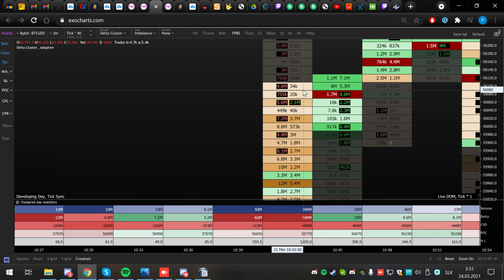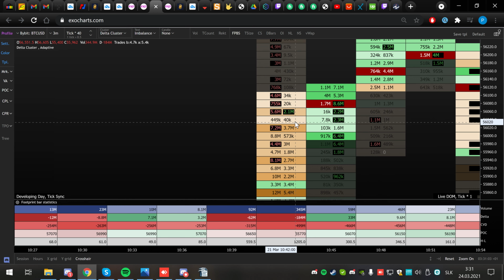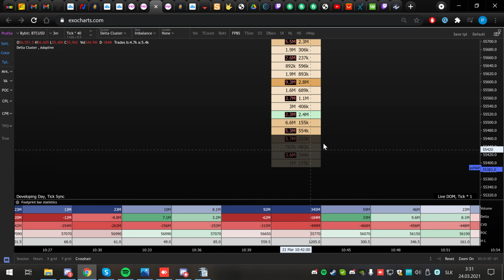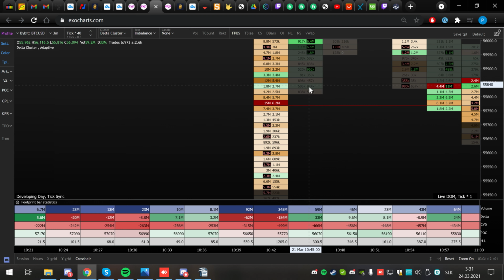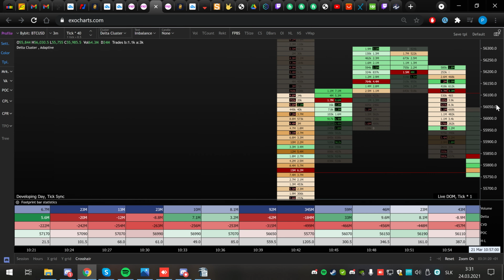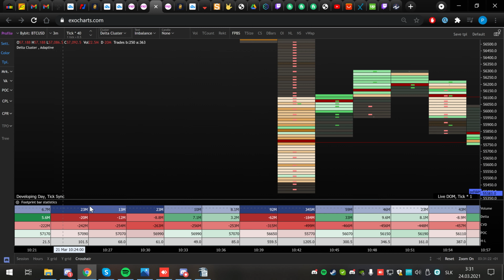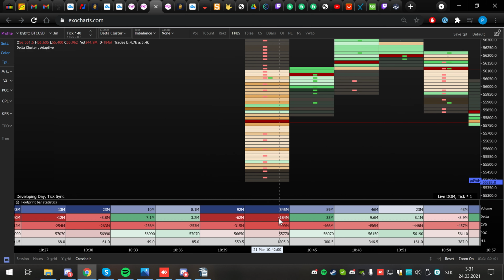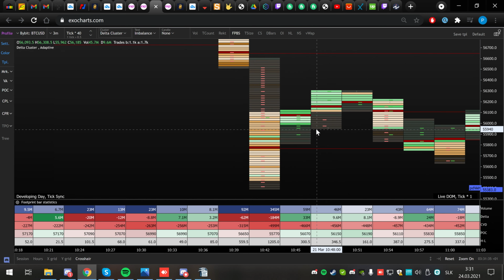So we can see the huge drop, and now we finally see some buyers stepping into the market. But this was the huge candle. 345 million total volume, and this is the delta, and delta means the sellers won on the candle by 184 million. So yeah, they just crushed the buyers.